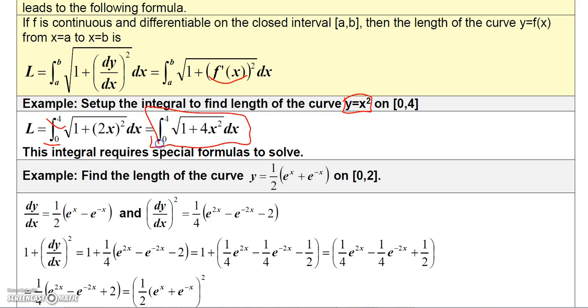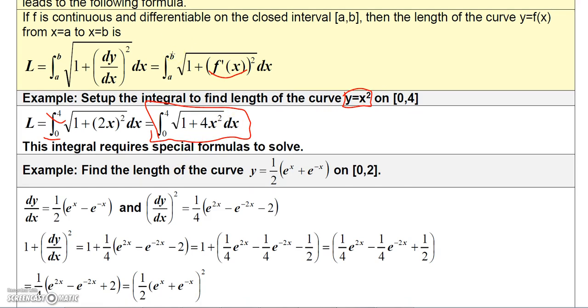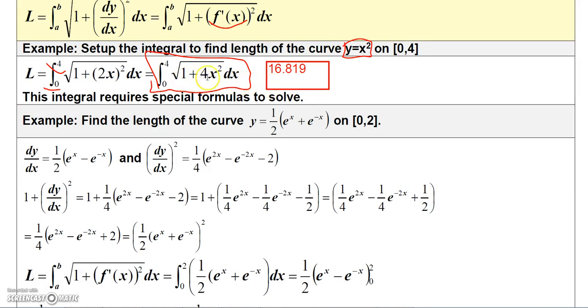Now that requires a special formula to solve, and I'm not really going to go look that up for now. But you could look up the formula and then you could evaluate that definite integral. Okay, so if you actually want to do this integral, I looked it up on a computer program, and it says the answer is 16.819, but I'm not going to actually go through and evaluate it.